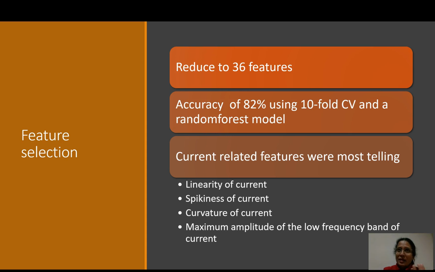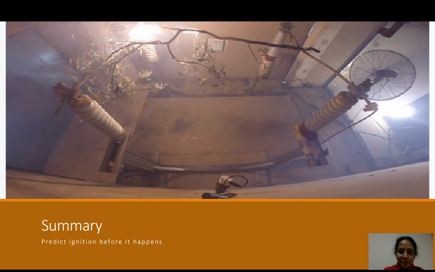So we got some understanding about the telltale features: the current changes in a different way if there's something going on and if it's going to ignite. So in summary, the project was about predicting ignition before it happens when a branch falls on a power line.